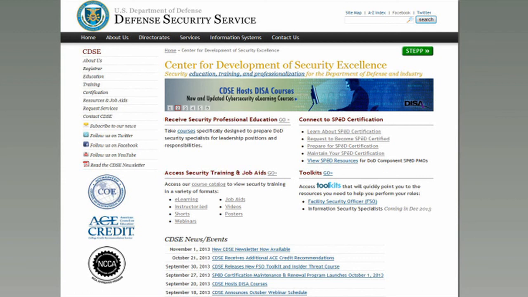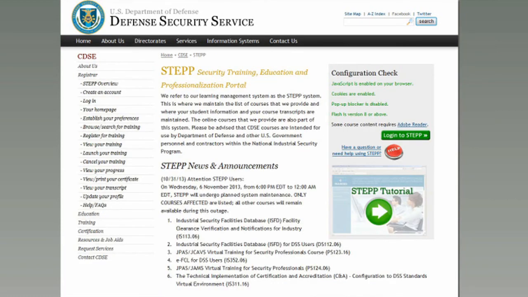For further information about original classification, you can take our online original classification training course. Information security-related e-learning is accessed on the CDSE's learning management system called STEP. The STEP system not only provides multimedia-rich courseware, but retains and maintains learners' records and transcripts. STEP is available to use for DoD and other U.S. government personnel and contractors within the National Industrial Security Program.